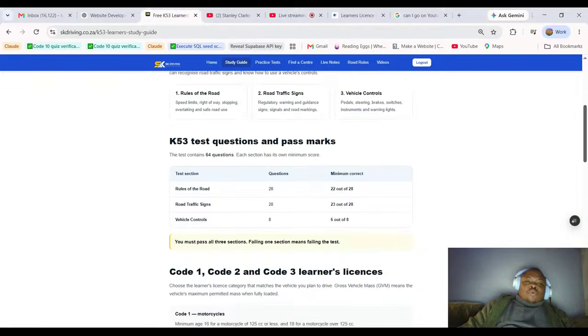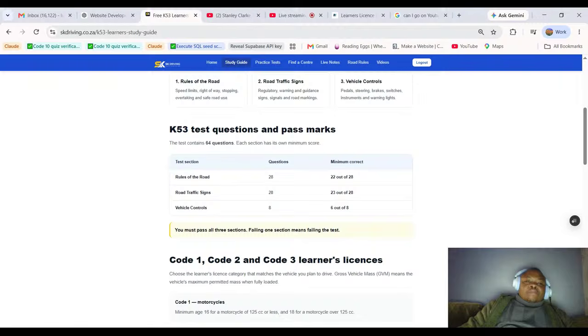Now let us go to the study guide. For some of you who are not familiar, the test that you are going to write at the traffic department contains 64 questions. Each section has its own minimum score. It is divided into three sections. We have the rules of the road, the road signs, and vehicle controls.